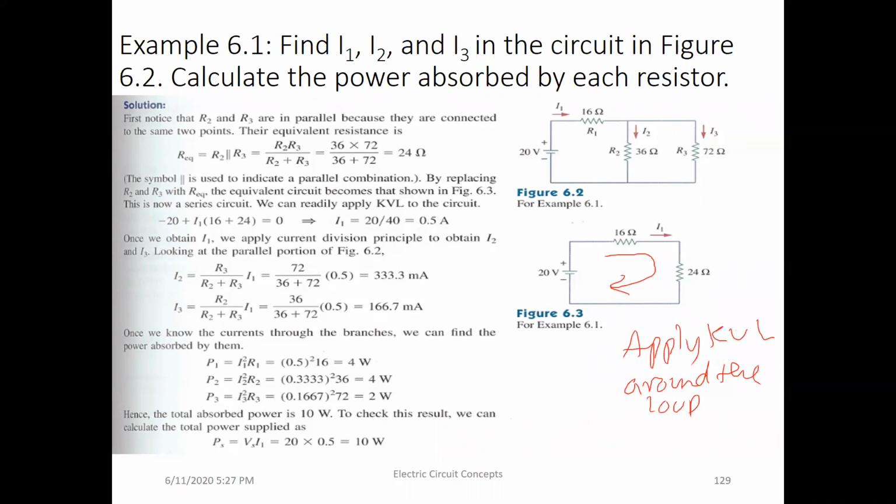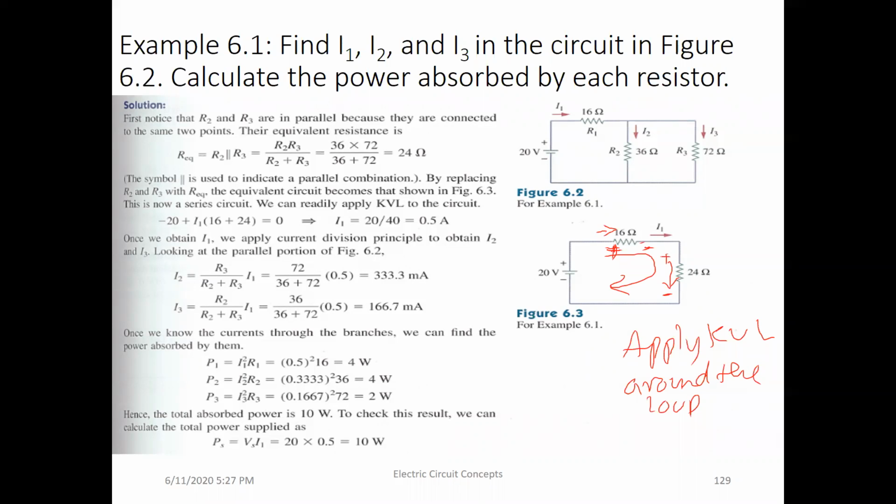Since we don't have the polarity assigned to the resistor, we always see the current flowing in this direction. The current always goes from the higher potential, so this point will be a plus and this point will be a minus. Same thing, current going down, so this point will be a plus and this point a minus. Always the current goes from a higher potential to a lower potential.